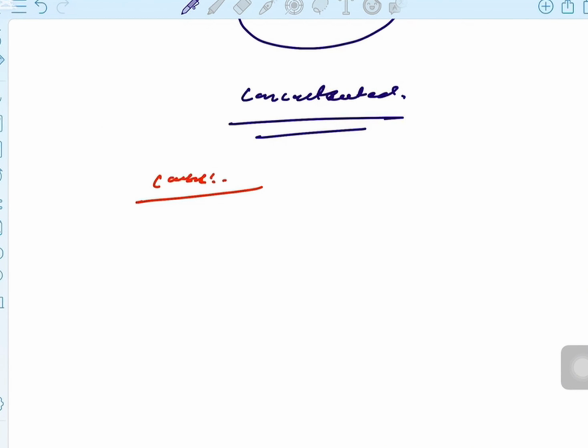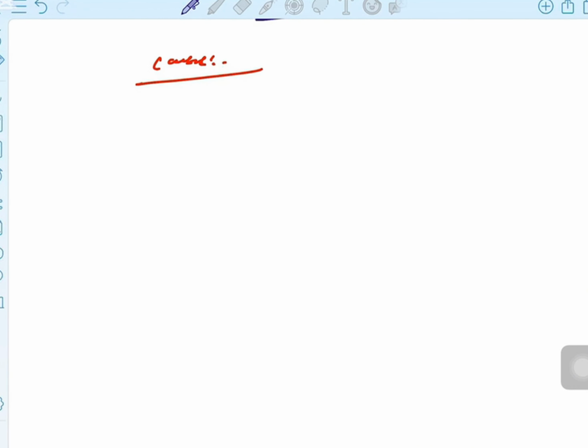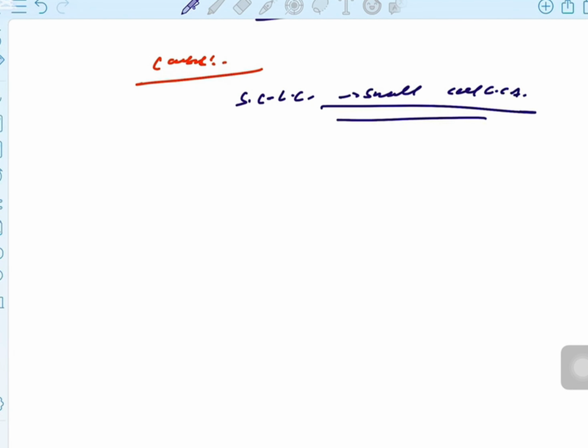The main causes of SIADH: if the examiner asks you a question, the most common cause of SIADH, you have to give the answer small cell lung carcinoma. Which one is small cell lung carcinoma? Guys, why is small cell lung carcinoma causing SIADH?